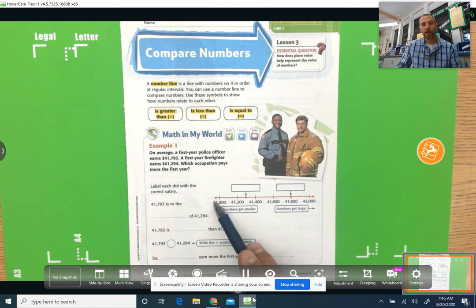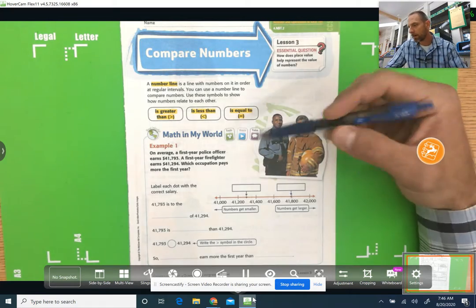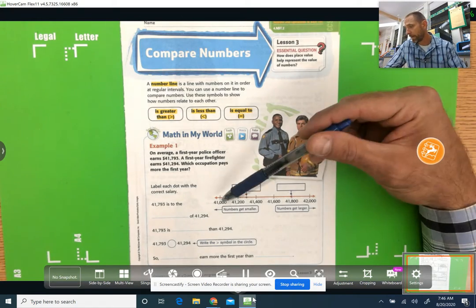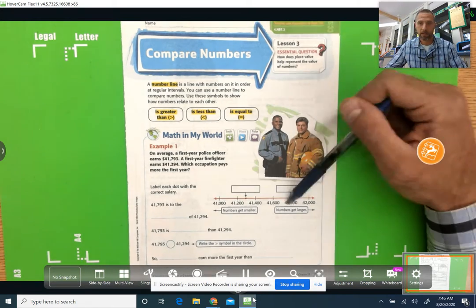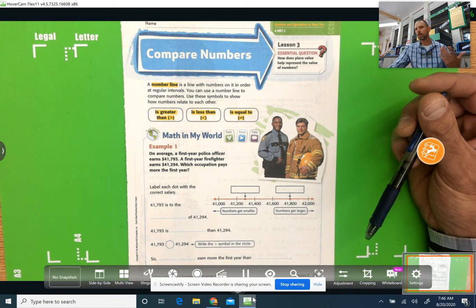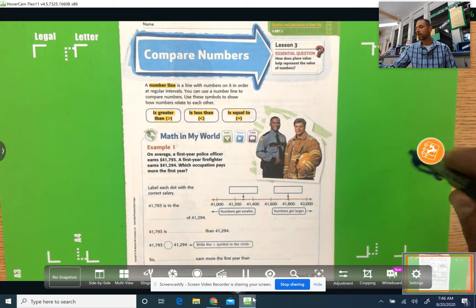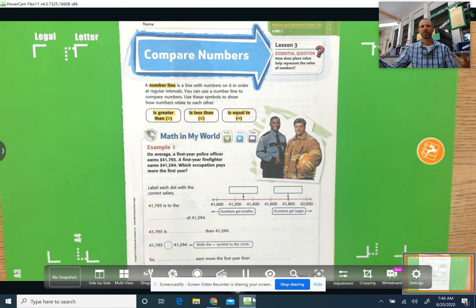And this just happens to be a number line down here that is capturing numbers that are between 41,000 and 42,000. And that is telling me that number lines are very, very flexible. They're a great strategy too. So we are comparing numbers, looking at a couple of numbers and determining which one's bigger, which one's smaller, are they equal?